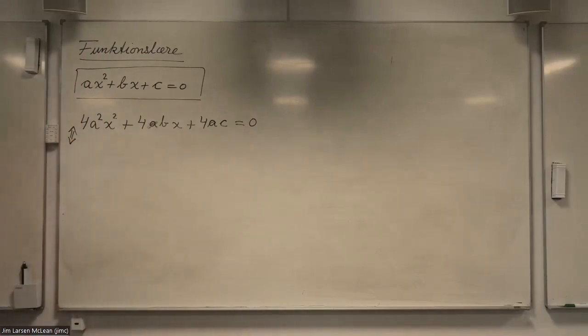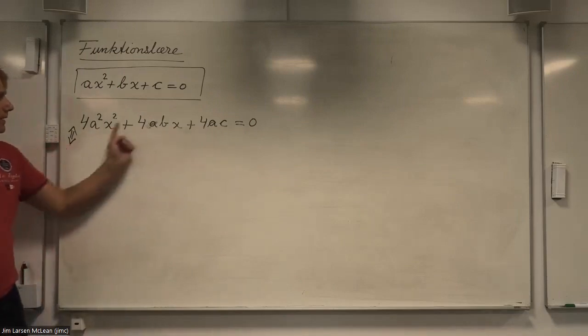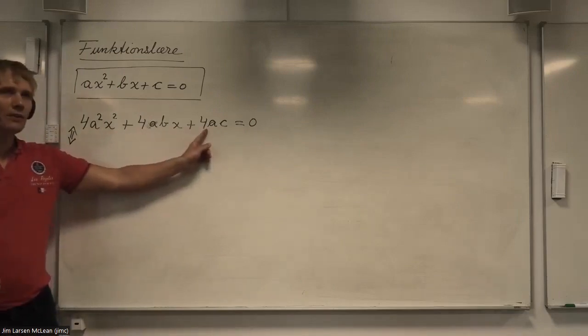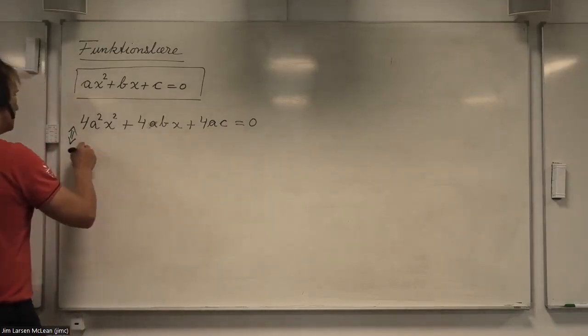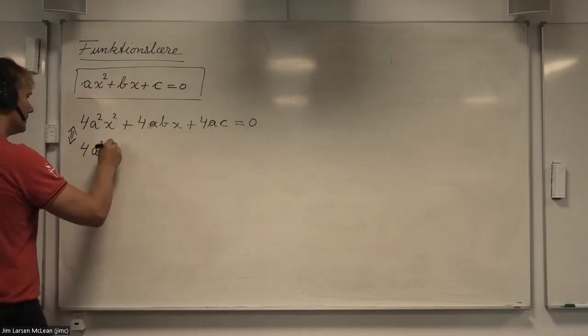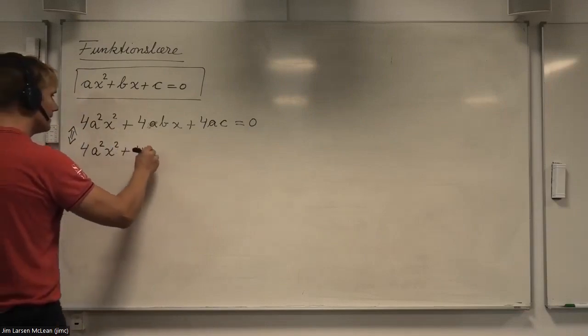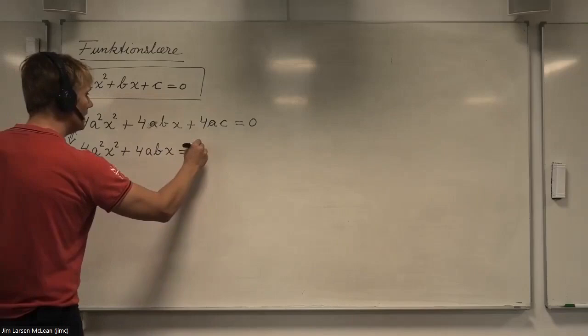So I find it annoying that there's no x on it when there is on that one and that one. So the part that has nothing to do with x, I think should be kept aside a bit. So I toss it over on the other side of the equation. So now it says 4a squared x squared plus 4abx minus 4ac.